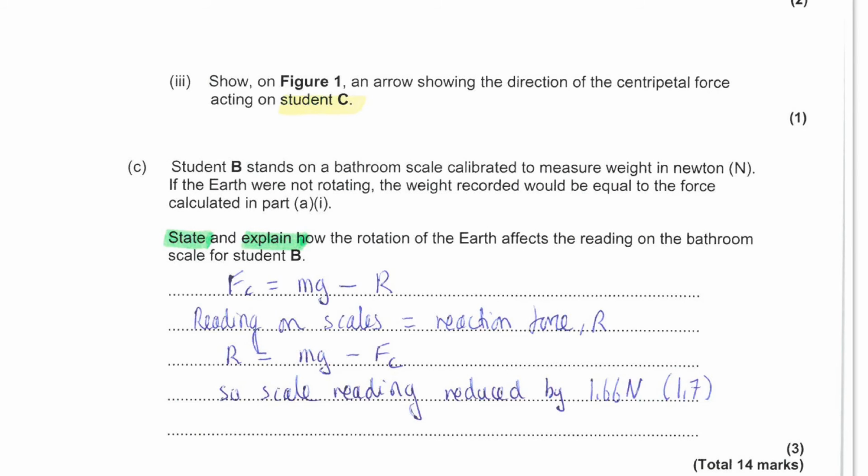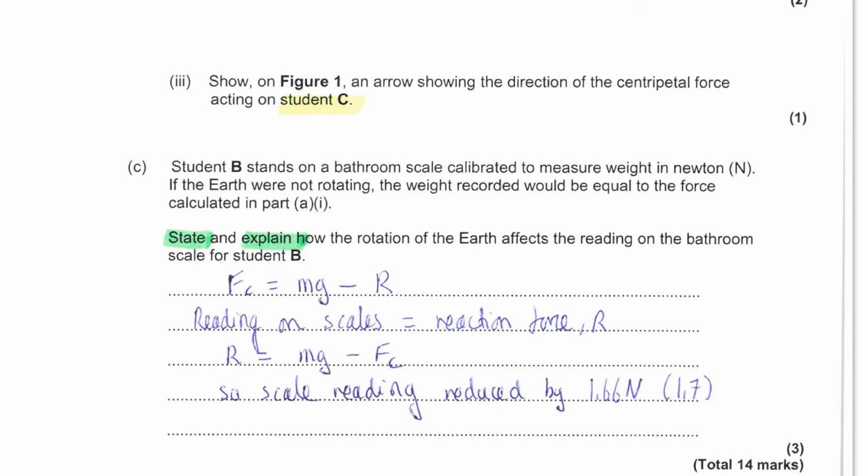Finally, we get to the most challenging part of the question in terms of the concepts involved, so read the question carefully. So student B is standing on bathroom scales, and they're calibrated to measure weight in newtons. You are told that if the Earth were not rotating, the weight recorded would equal your answer to A1, which was the 491 newtons.